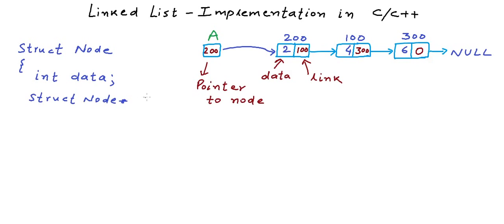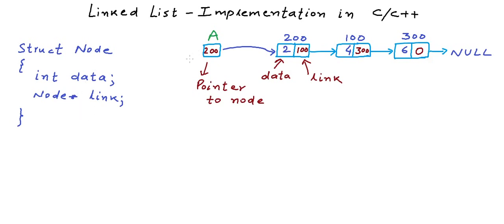The second field will be pointer to node, struct node star. We can name this link or we can name this next or whatever. This is C style of declaring node star or pointer to node. If this was C++, we could simply write node star. I would write it this way, the C++ way. It looks better to me.